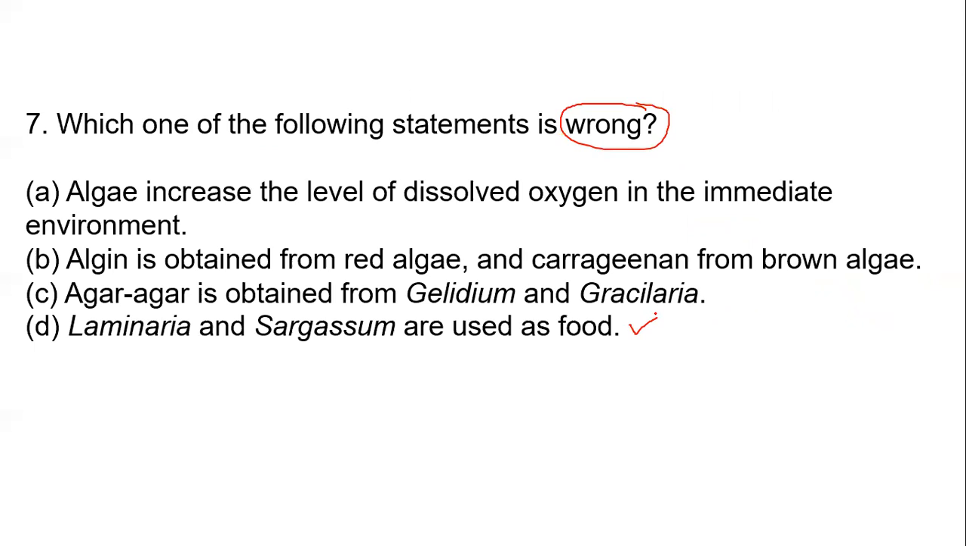Agar is obtained from Gelidium and Gracilaria. That's again a correct statement. Algae increase the level of dissolved oxygen in the immediate environment. Yes, correct. Half of the carbon dioxide fixation happens by the algae, right? Algin is obtained from a red algae and carrageen obtained from a brown algae. Wrong statement. So the correct answer for the 7th question is option number B.